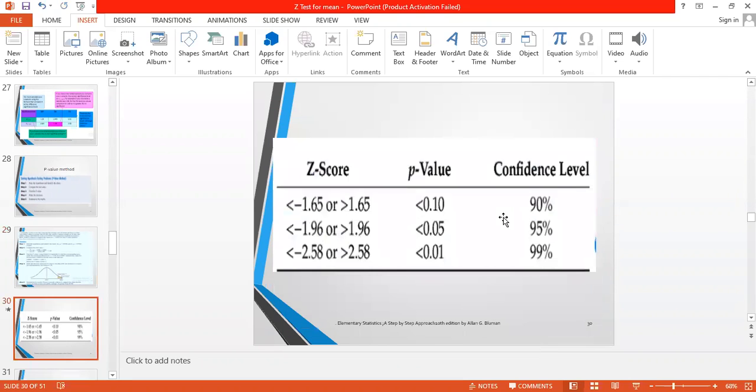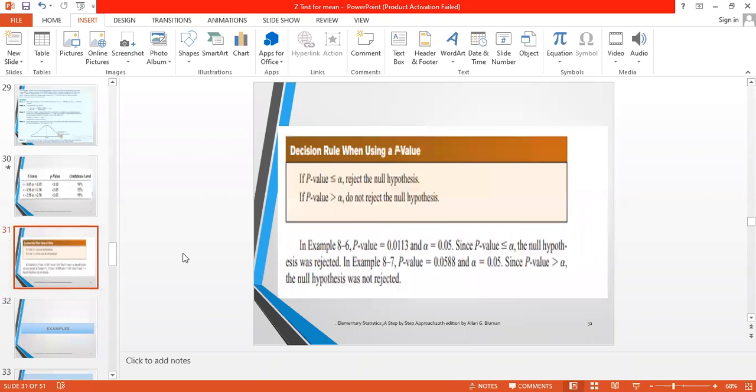These are different confidence levels: 90%, 95%, or 99%. And these are different p-values at these confidence levels: 0.1, 0.05, and 0.01. And these are the critical values which we set at these p-values or confidence levels: minus 1.65 to plus 1.65, minus 1.96 to plus 1.96, and minus 2.58 to plus 2.58.